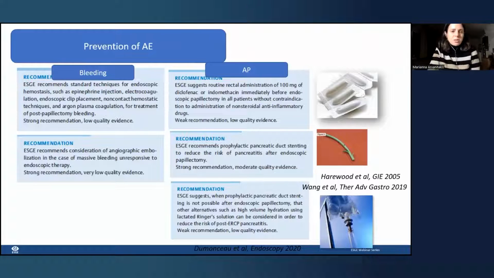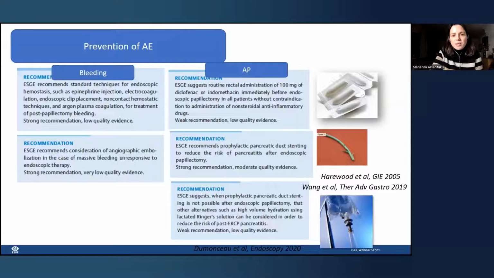So what about the bleeding and acute pancreatitis, the two major adverse events following ampulectomy? There are a lot of techniques for hemostasis that we can use, and this should be used for per-procedural or post-procedural bleeding. And of course, in massive bleeding, you can still call your friends from the interventional radiology department.